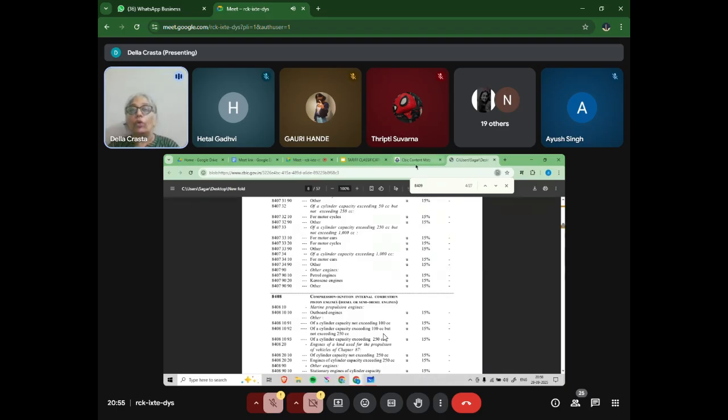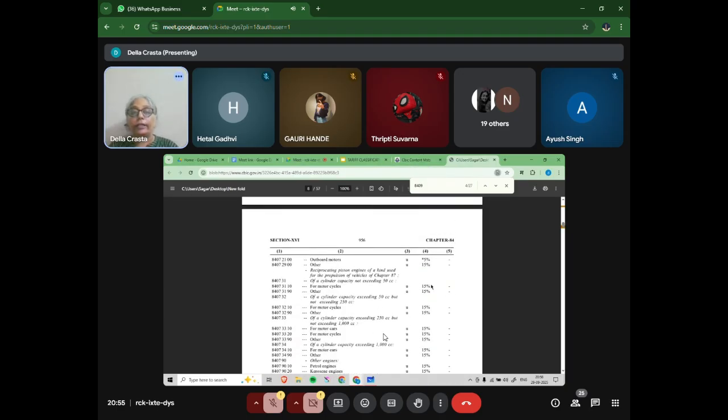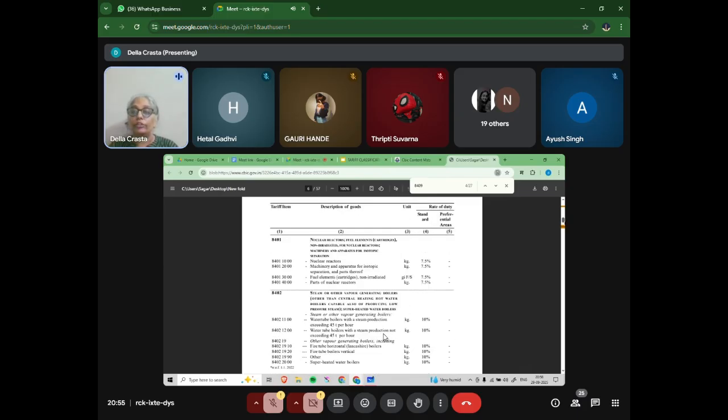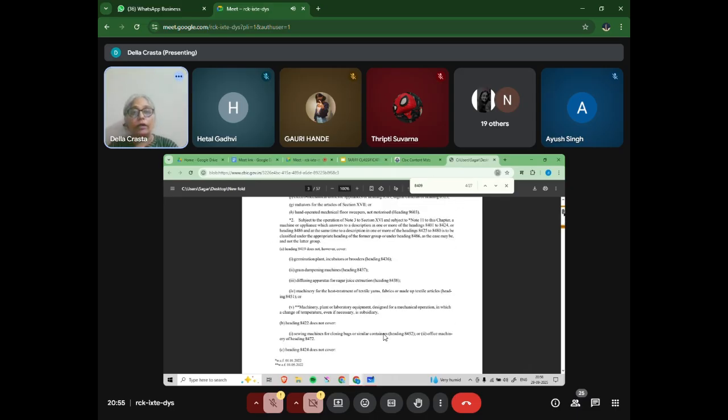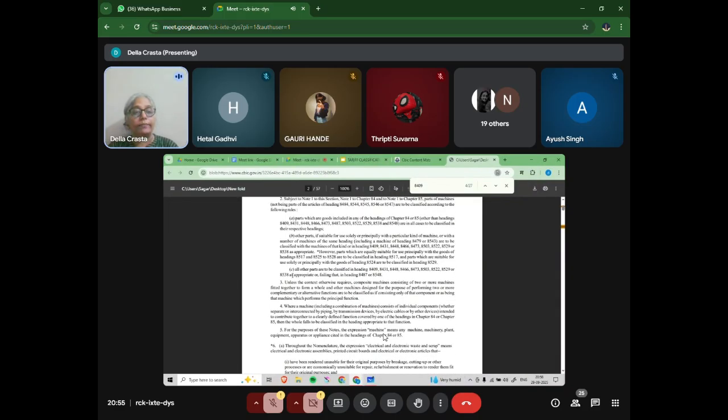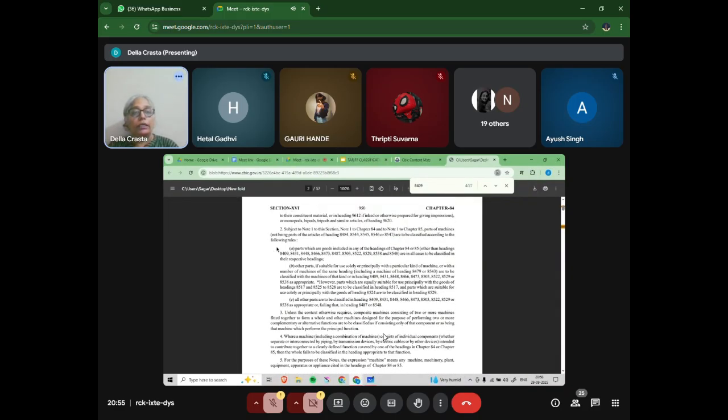So the notes are telling us that in 8409 you will classify them even if they are different parts of the main item. We'll go to that note again so that clarity is there. Note 2: Subject to note 1 to this section, note 1 to chapter 84 and note 1 to chapter 85, parts of machines not being parts of the articles of headings so and so are to be classified according to the following rules.